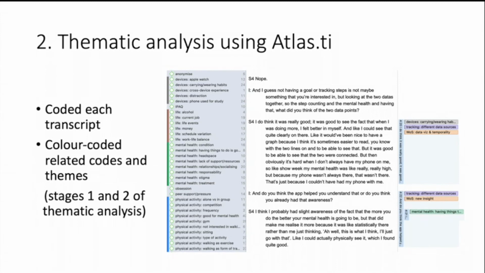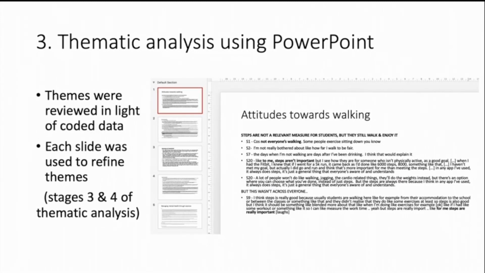Once I'd coded all the data, I moved on to PowerPoint to help me make sense of the codes and start developing different themes. Here, each slide was a particular theme that I was exploring. For each one, I started copying and pasting quotes that I'd coded and adding some annotations to give meaning to them. For example, on this page I was trying to capture the different attitudes towards walking that participants had.